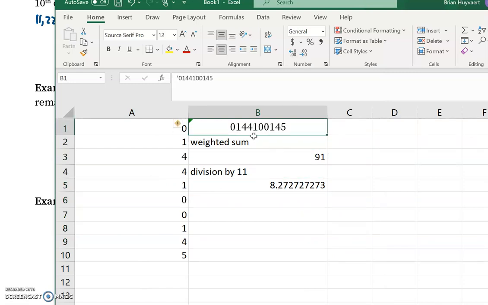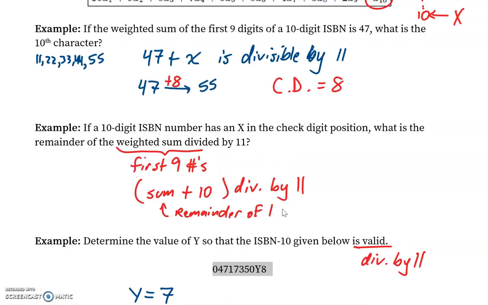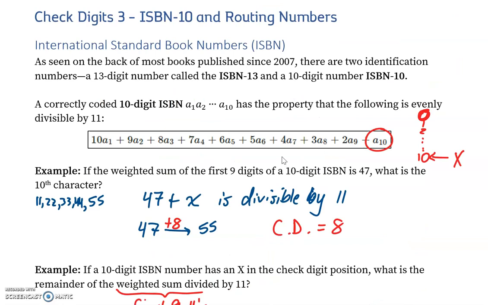I just made this number up, off the top of my head, no big thing. But this would be a way to check. And again, there are maybe simpler ways to do this, but this is one way to go about it. Okay, so that's the idea of ISBN 10.